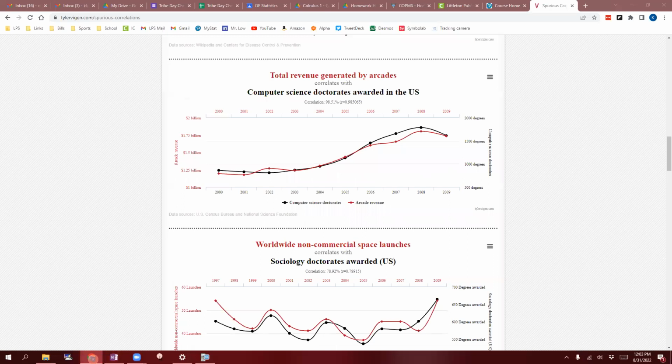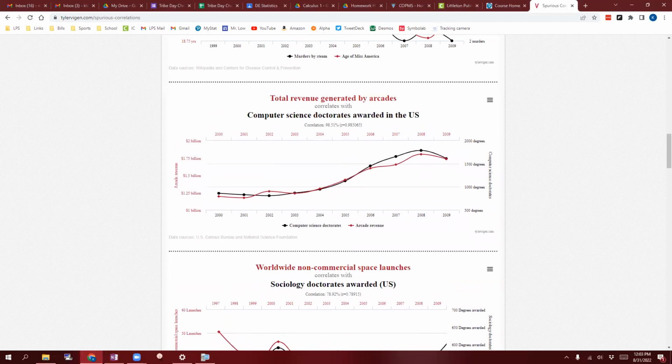And then the website is called, if you just look up spurious correlations, it brings you to this website. And it is a whole list of scatter plots that have high correlations, but clearly have no causal link. So this first one is the total revenue generated by arcades and computer science doctorates awarded in the US, and that has an R value of 0.985. So that's a very strong link, but there's nothing that suggests one of those things causes the other one.